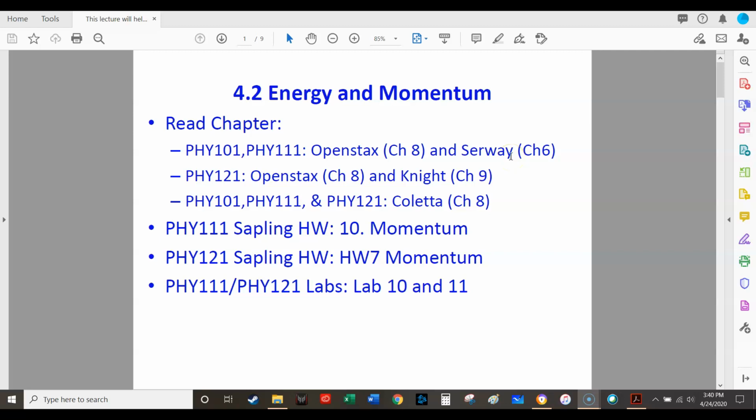Hello everybody, and we are now moving on to 4.2, and we're going to be talking today about how you integrate the energy equations with momentum equations, okay?